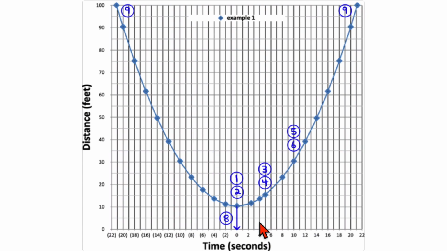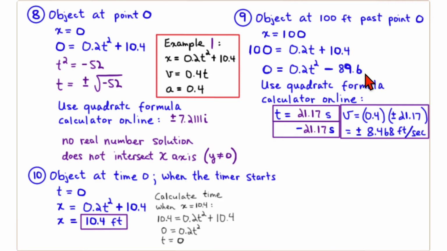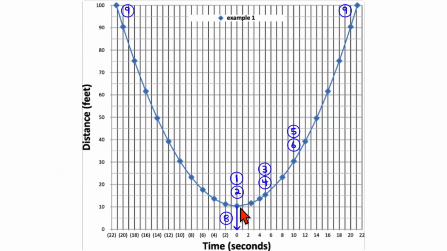Now this is 100 feet from point 0, not 100 feet from rest. And you see here that it's actually 89 and 6/10 feet from where the body is at rest. So this is 89 and 6/10 feet. This 100 feet right here is 89 and 6/10 feet from where the body is at rest. And this is 89 and 6/10 feet from where that same body is at rest.